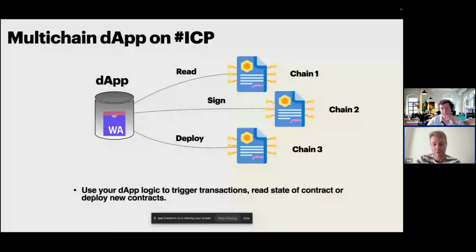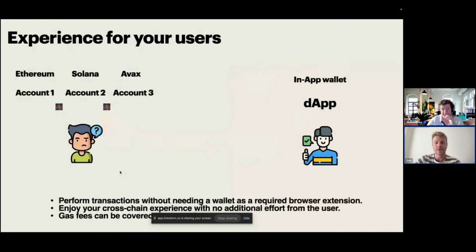You can use your DApp logic to trigger transactions with the states or deploy new contracts on any chain, mainly, I would say, Ethereum, but any chain that follows this principle. So why would you want to do that? Well, for your users, the experience would be much better. For example, if you have a multi-chain application right now, with something on Ethereum, something on Solana, something on Avax, your user actually has three different accounts and you need to bridge them with a front end that people have to go through and validate.